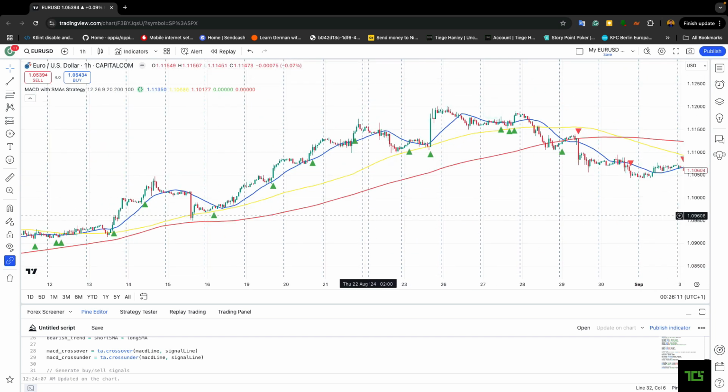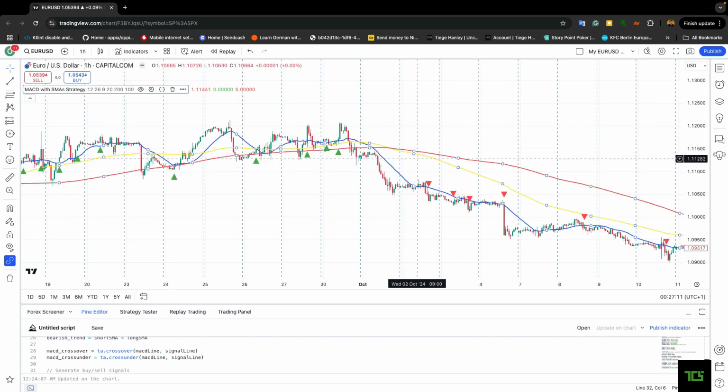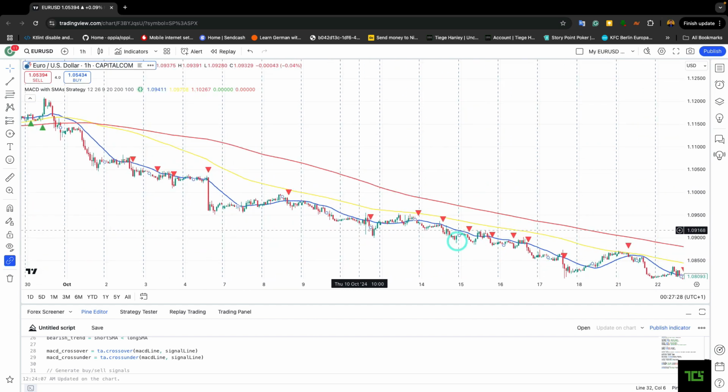I prefer when this middle yellow SMA is in between the blue and red at an almost equal distance. I think the signals are more quality. See here too, right? You can see the 100 SMA is roughly at the middle, right here, and you get a signal. It's much better.